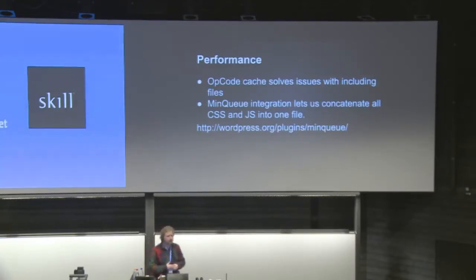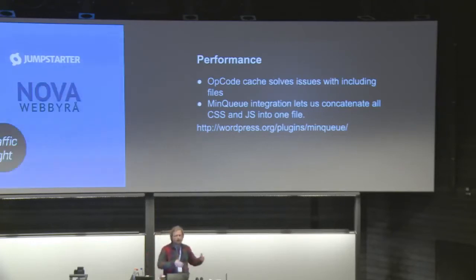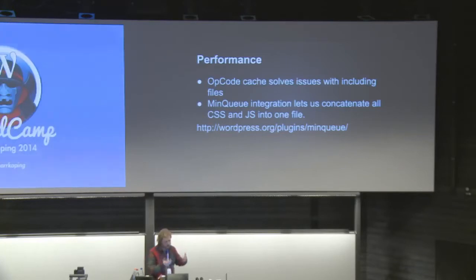Thanks to opcode cache, which is standard in PHP 5.5 and which you should be running anyway. When you run an opcode cache, it keeps all the files in memory so that you don't have to go to disk every time. So even though we're making a ton of PHP includes, they're not really a performance issue, because after the first time they're loaded, the next time they're just going to be fetched out of memory.